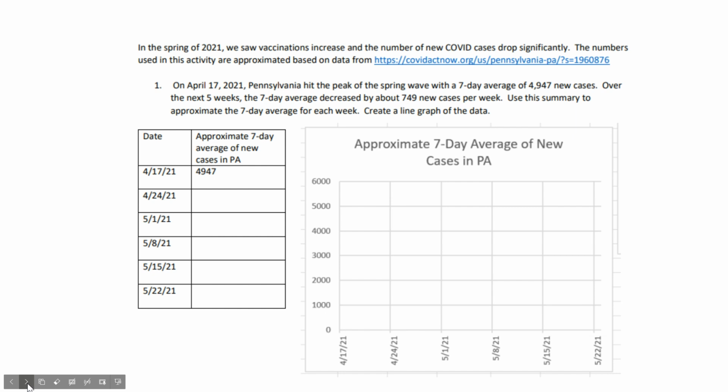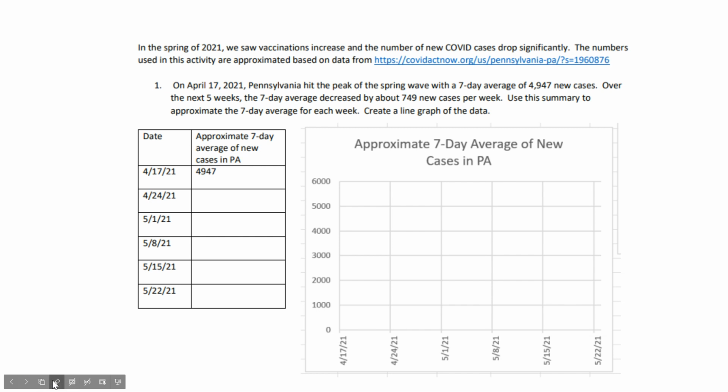So on April 17, 2021 is when we had the peak of the spring wave with a 7-day average of 4,947 new cases in Pennsylvania. Over the next 5 weeks, the 7-day average decreased by about 749 new cases per week. And we're to use this to create an approximation of the average number of cases per week.